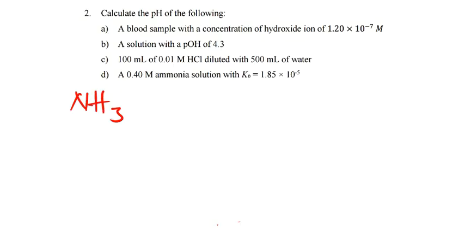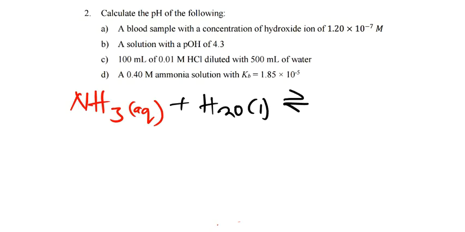is a base. Now, after dissolving in water, should I write the full equation? I don't have to, because water is a liquid, it doesn't appear in the K expression. Okay, let me just show you the full equation. So that is in aqueous solution, and then we have water, which is liquid, and this is a weak base, so it's not completely dissociated. We expect that it will gain a proton, so that it becomes NH4 positively charged.